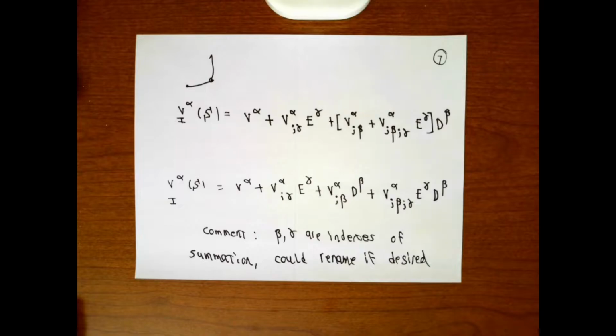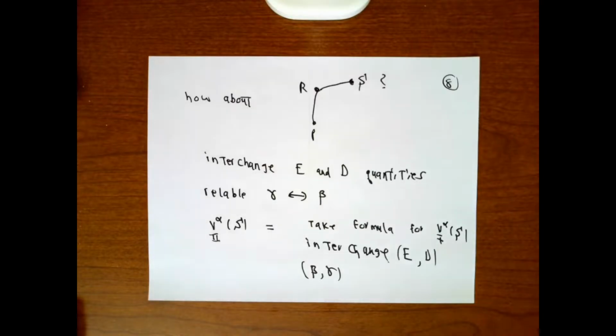One comment that I want to make before I go on to path 2 is this. In this expression that I'm looking at, beta and gamma are indexes of summation. I could rename those indexes by other letters if I felt like it, which, as it turns out, I'm going to. If I want to go along path 2, I start at P, then I go to R, then I go to S. If you think about it, you're just doing the E numbers first and the D numbers second, as opposed to doing the D numbers first and the E numbers second.